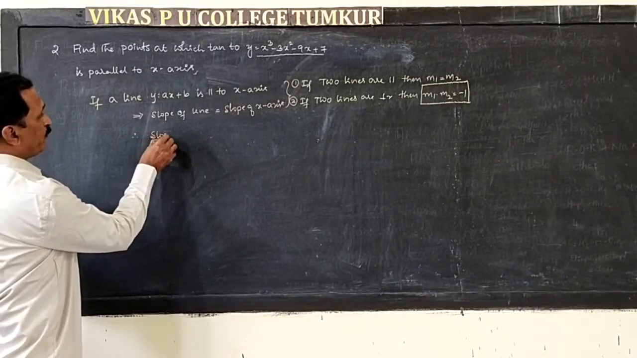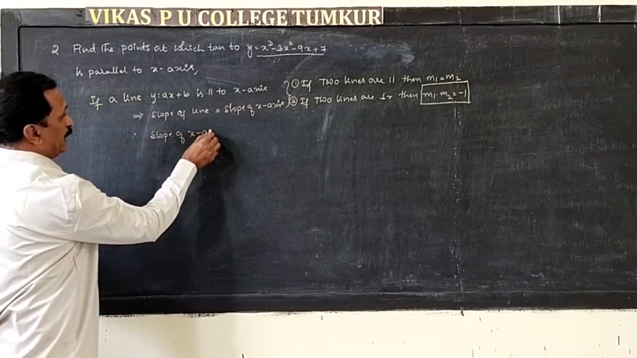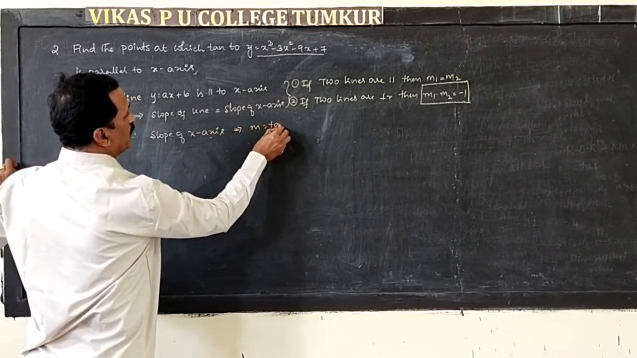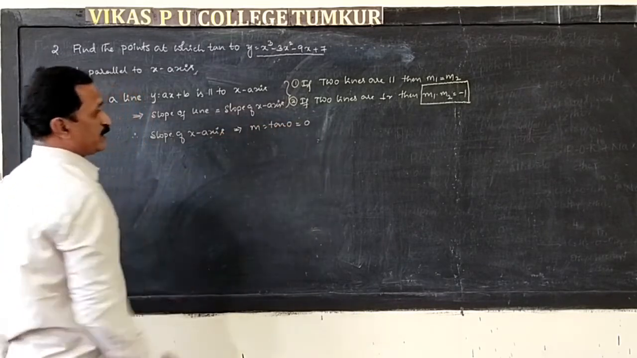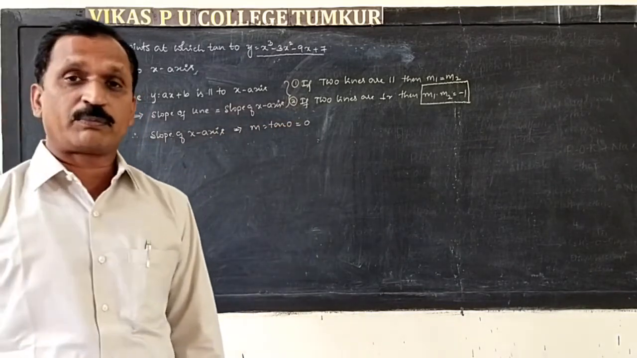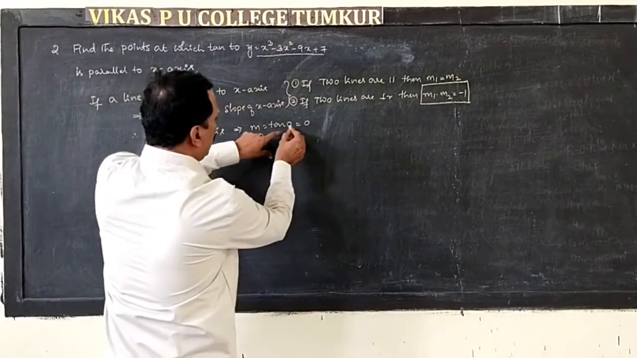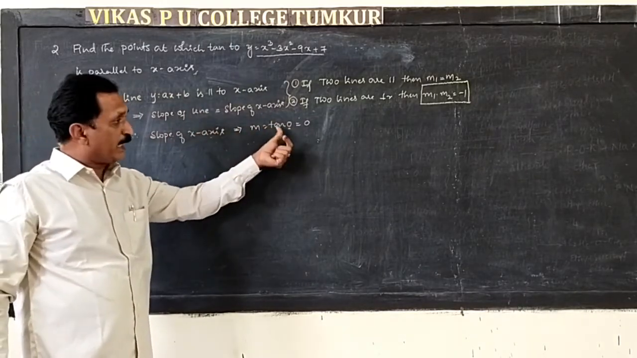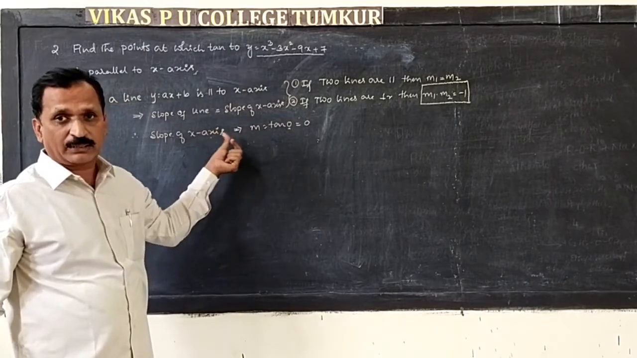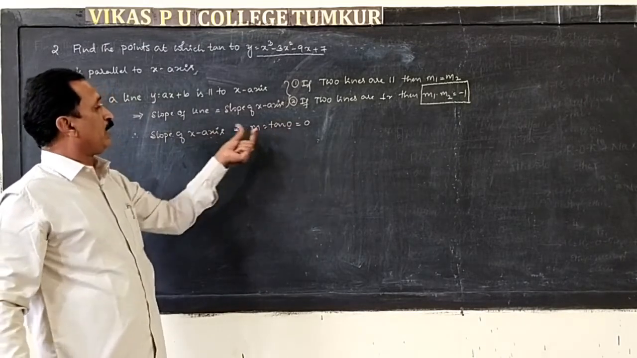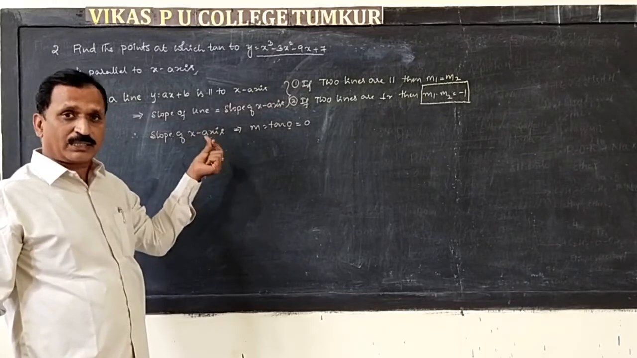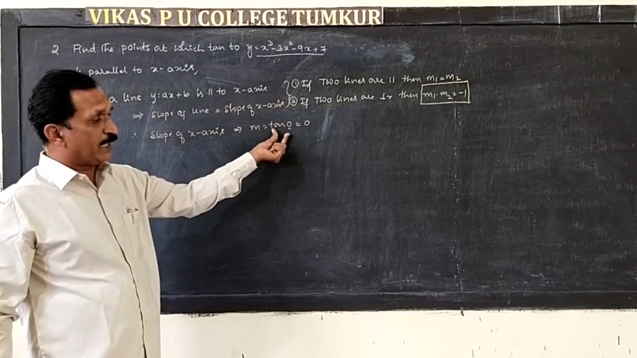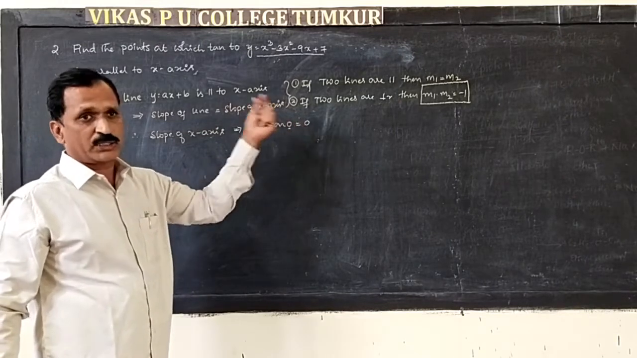Therefore, the slope of the x-axis is m, which is equal to tan 0, which is nothing but 0. Remember, theta is the angle made by the line with the x-axis. We call the angle a line makes with the x-axis theta. But when the line is the x-axis itself, the angle is always 0. Definitely tan theta is tan 0. Slope is equal to 0.